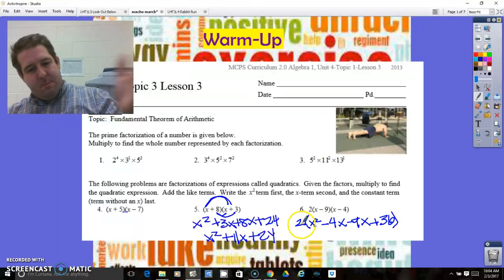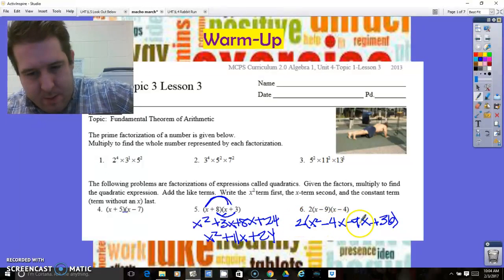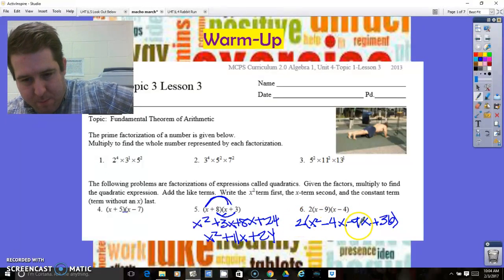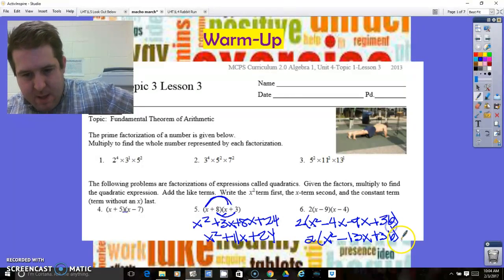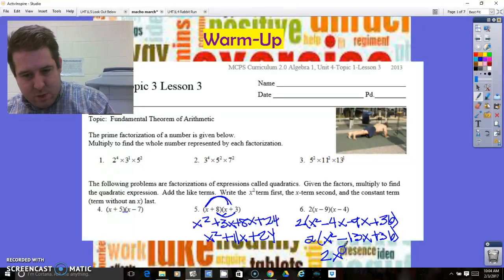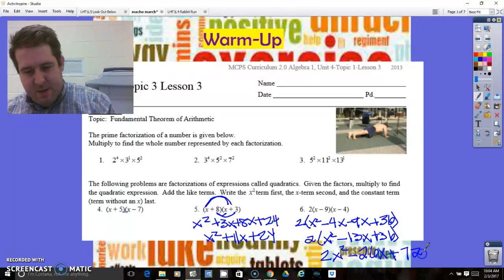What I could then do is multiply it by 2, but instead I'm going to combine like terms first. Negative 4 minus 9 more, so that's x squared minus 13x plus 36. And then multiply everything by 2, and you get 2x squared minus 26x plus 72.